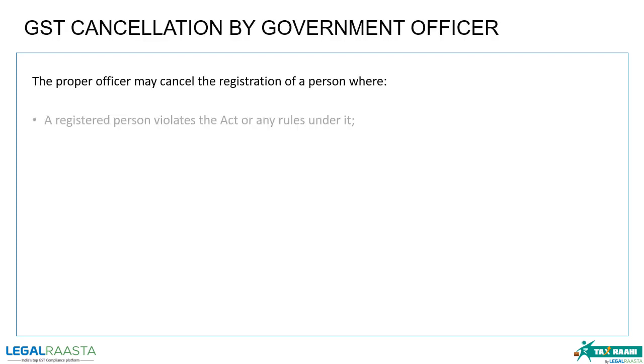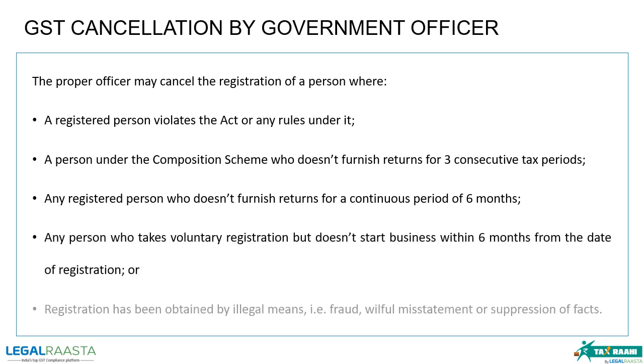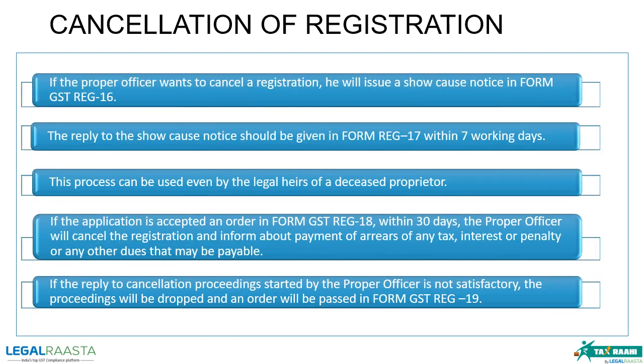Cancellation can also be done by a proper officer where a registered person violates the Act, or a person under the composition scheme does not furnish returns for 3 consecutive tax periods, or your registration has been obtained through illegal means like fraud, etc. How to cancel the GST registration?